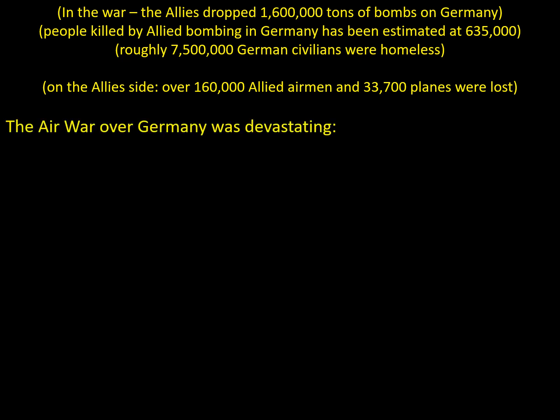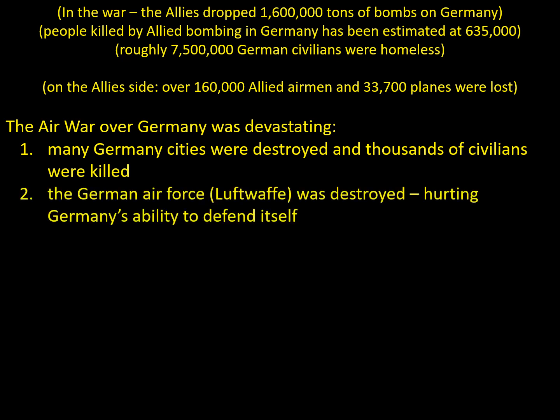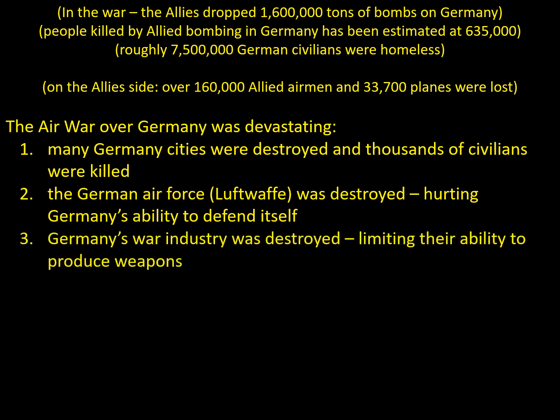Now, the air war over Germany, without a doubt, was devastating. 1. Many German cities were destroyed and thousands of civilians were killed. 2. The German Air Force, the Luftwaffe, was destroyed, hurting Germany's ability to defend itself. And 3. Germany's war industry was destroyed, limiting their ability to produce weapons. It didn't end the war, but the air war over Germany certainly shortened it.